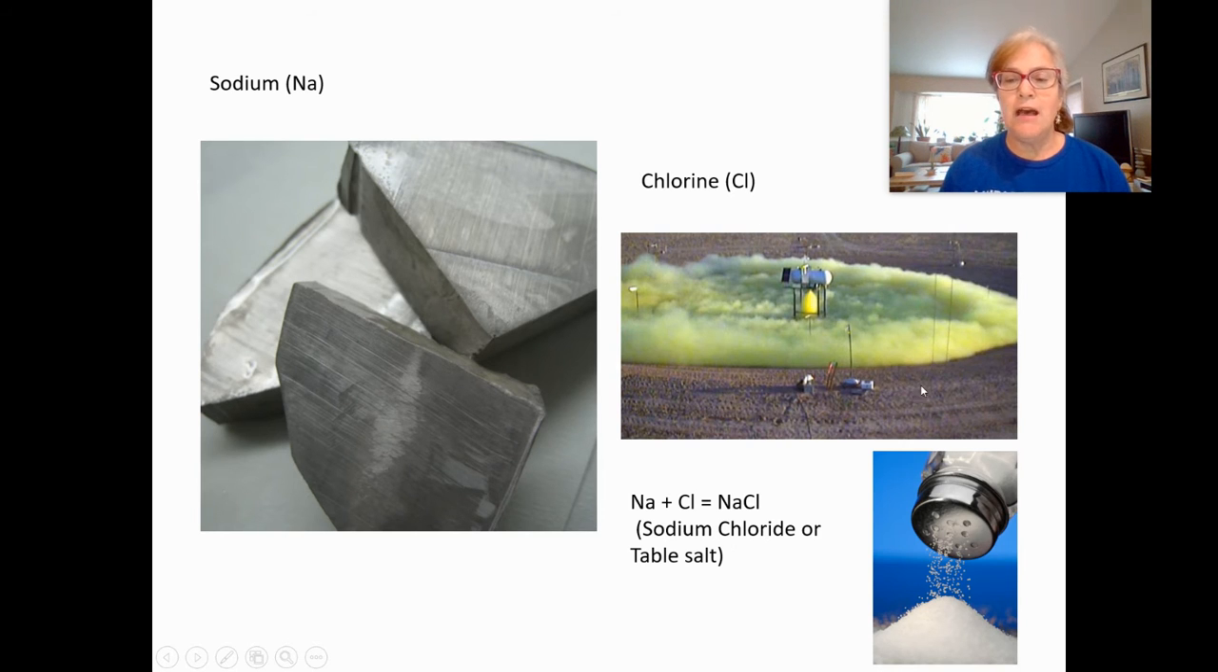Chlorine, symbol Cl. Chlorine is a green poisonous gas that has been used in wartime to kill people. If you breathed it, you would die. And you don't have to worry about, oh, there's some chlorine over there, I better not walk over there. It's just not going to be found in our natural world on its own.